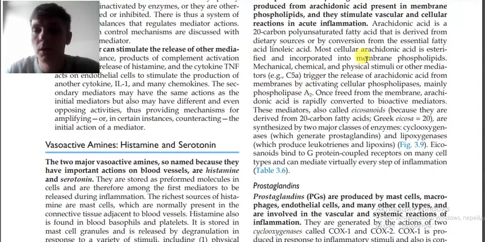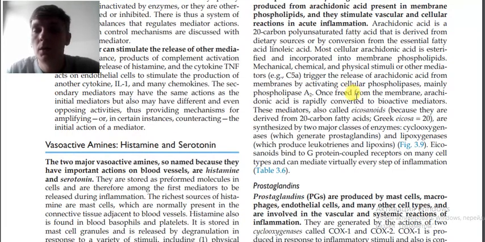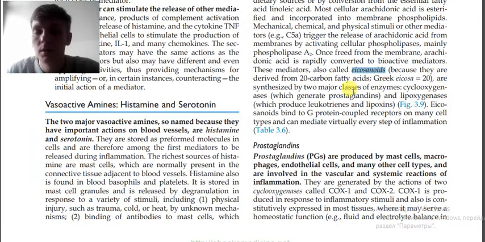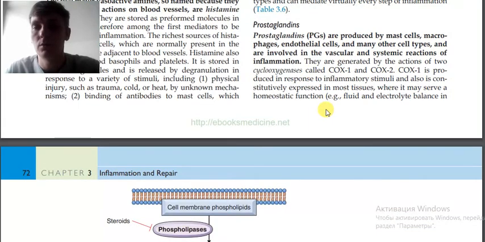They are donors of arachidonic acid or linoleic acid, and from them we can produce these arachidonic acid metabolites. And these mediators which are produced from arachidonic acid are known as eicosanoids. Please remember this term, eicosanoids, synthesized by two major classes of enzymes, cyclooxygenases and lipoxygenases. Eicosanoids bind to G protein coupled receptors on many cell types and can mediate virtually every step of inflammation. They are numerous, and that's why we have to remember them.